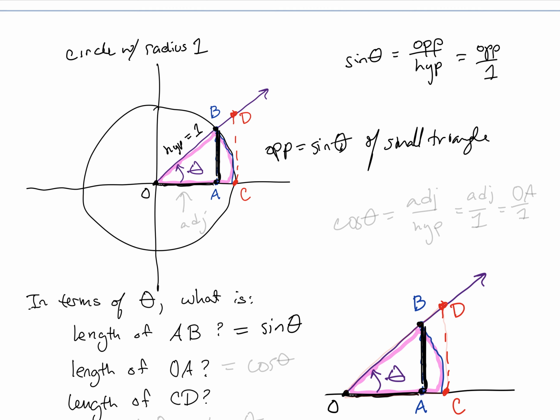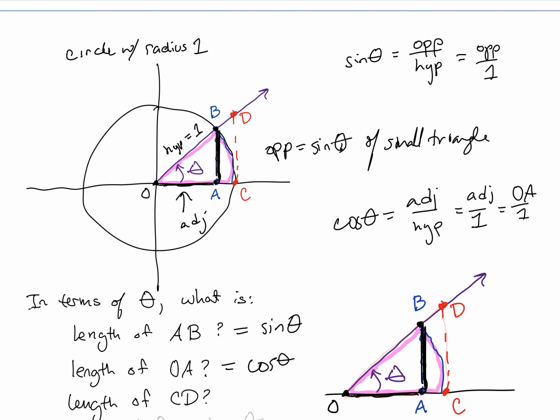What about the line segment OA? Well, cosine of theta is the adjacent side over the hypotenuse. Again, our hypotenuse is 1, so it's the adjacent over 1. And what is the adjacent side? Well, that is our side adjacent to the angle theta, and so that is OA over 1, or just OA. Therefore, the length of OA is cosine of theta.